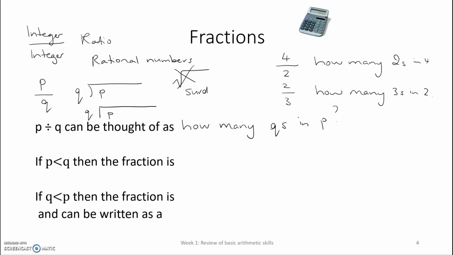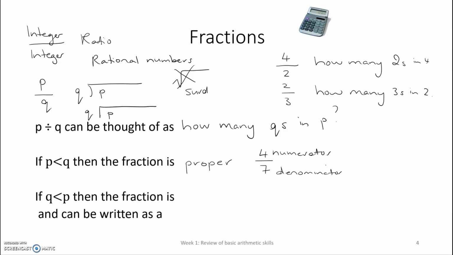And a fraction can either be proper, improper, or mixed. If the numerator, the top, is smaller than the bottom, then the fraction is said to be proper. For example, that would be something like 4 over 7, where the numerator is less than the denominator.